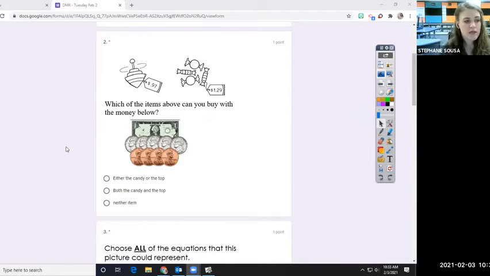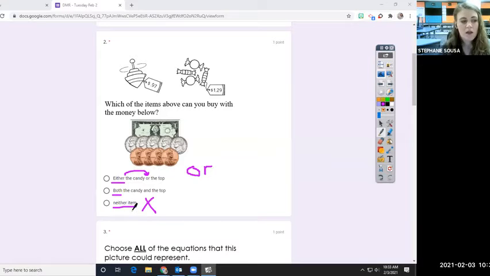First one that kind of tripped us up was this one, and the words that were tripping us up were the words either, both, and neither. Okay, so let's talk about what those mean. Either means or. You have a choice. You will notice it says the word or. You can have this or you can have that. Okay, both means together. Neither means none of them. You don't get either one.